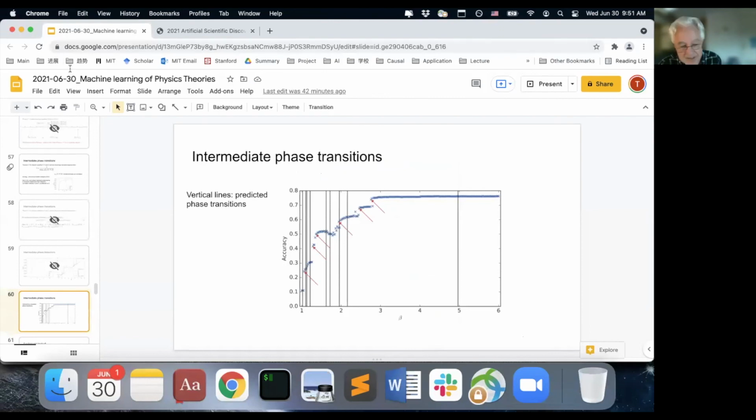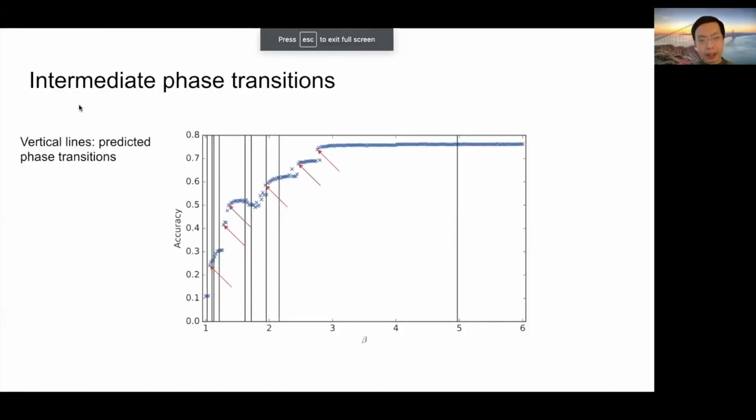Okay, thank you. We also apply this to CIFAR-10, and we find these vertical lines are the predicted discovery of phase transitions, and here is the actual phase transition. We find that we are able to predict some transitions quite well.